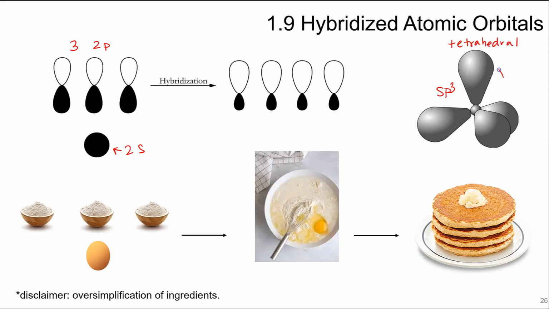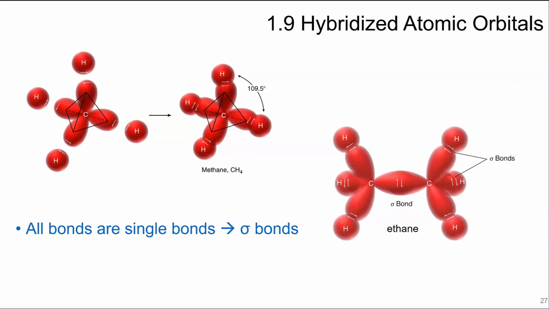So all those bond angles are 109.5, and it came to be that way so that these orbitals are as far away from each other as possible. So all single bonds are sigma bonds. So this is CH4, and that is drawn out in the tetrahedral form.